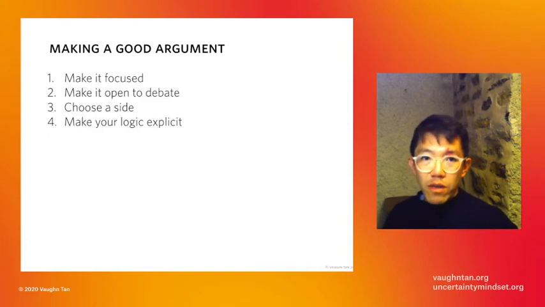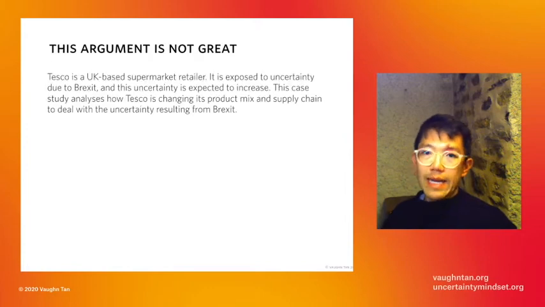To make a good argument, you need to make your argument focused, open to debate, which means someone can look at the same statement and think, I don't necessarily agree. You need to choose a side, and then you need to make your logic explicit. So let's look again at some not so great arguments and see how we can workshop them to make them better. So up here, this argument is not so great.